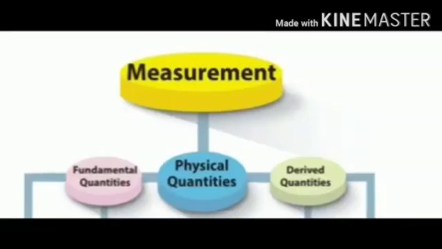Recapitulation. Number 1. Define fundamental units. A set of physical quantities which cannot be expressed in terms of any other quantities are known as fundamental quantities. Number 2. What is meant by derived quantities? The physical quantities which can be obtained by mathematically combining the fundamental quantities are known as derived quantities.